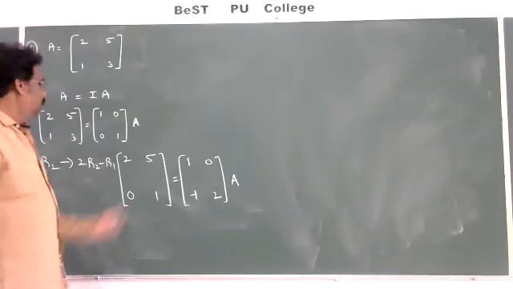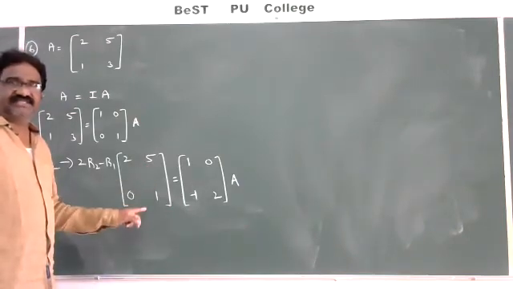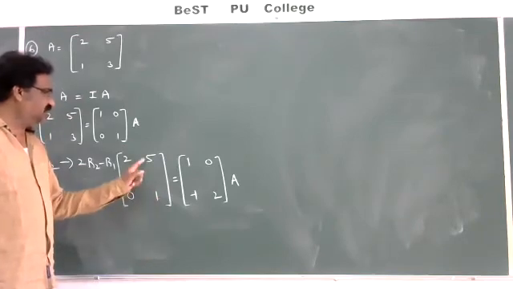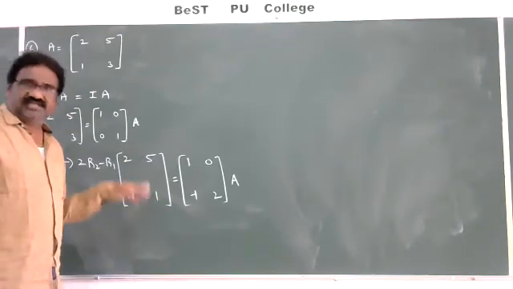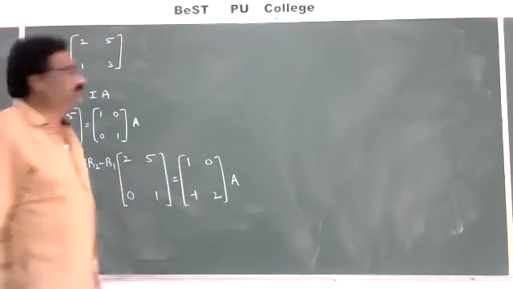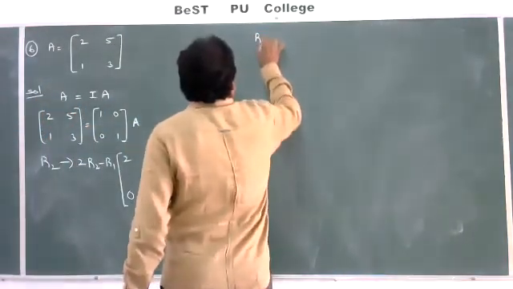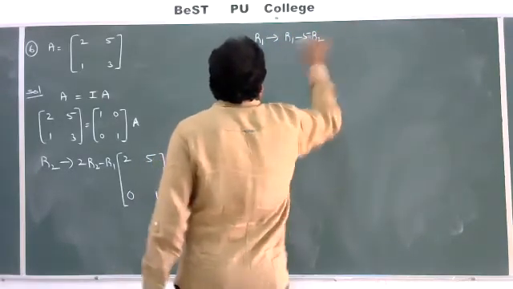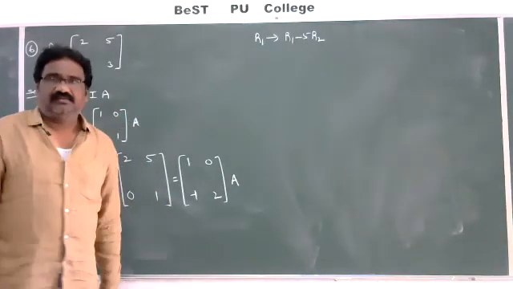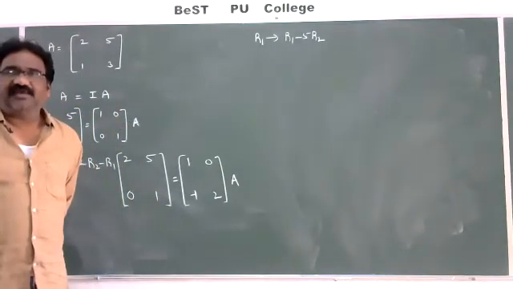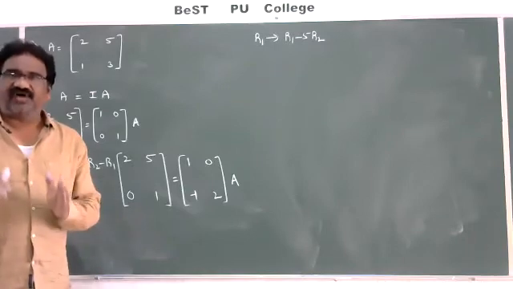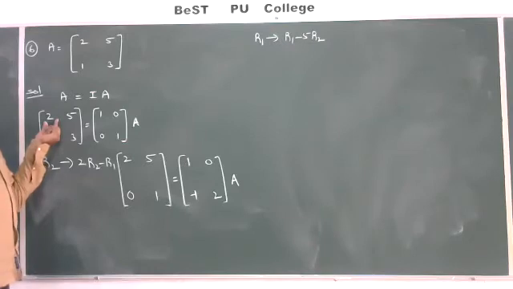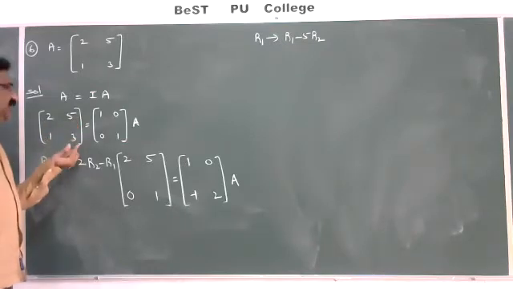Next, you make this element 0 by using this element. So you can multiply 5 with this element and subtract from this element, you get 0. That is R1 goes to R1 minus 5R2. You can choose the operation carefully. That is, you can follow the tips. First you make this element 0 by using this element. Next you make this element 0 by using this element, like that.